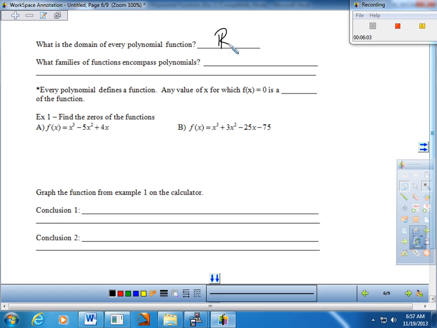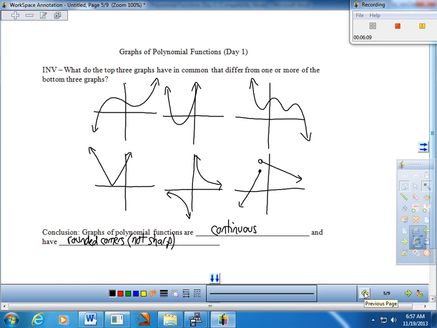And obviously, sorry for going back and forth here, but obviously this one, there is a discontinuity, and so there is a number excluded from the domain. Okay, good.